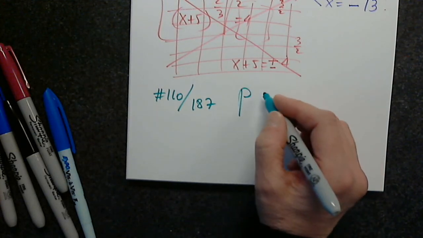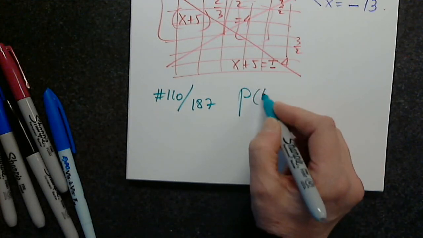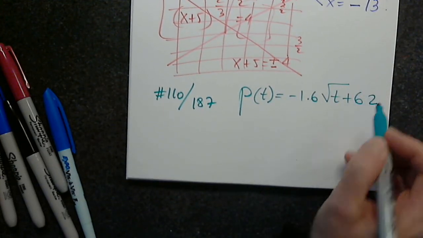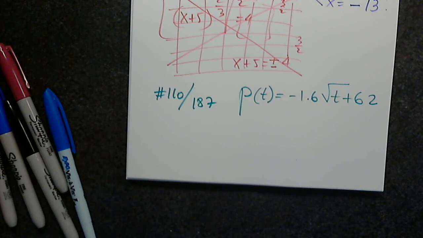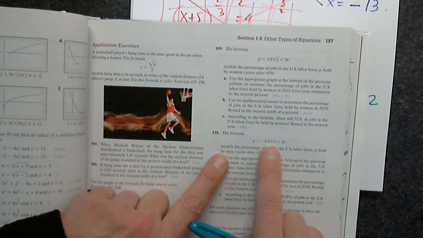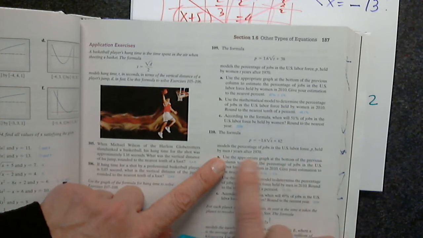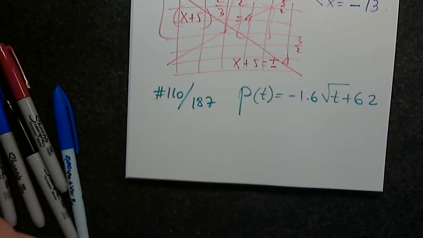We are given P. It says the percentage. I'm going to write it as a function, P of t equals 1.6 times the square root of t plus 62. I copied the function, not the problem. Okay, so we have the formula that we just copied. It models the percentage of jobs in the U.S. labor force, P, held by men, t years after 1970. What does that mean? I have to take notes as I read. What does t years after 1970 mean?